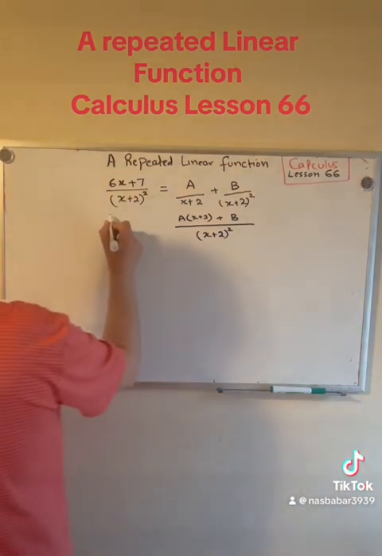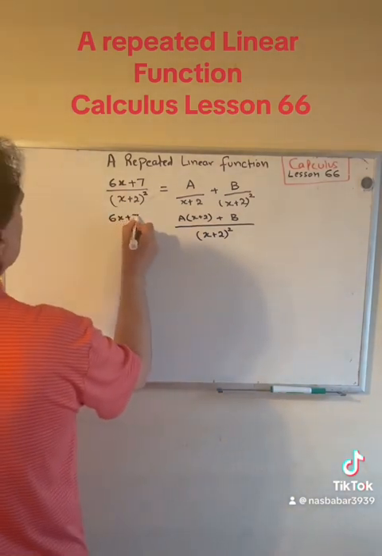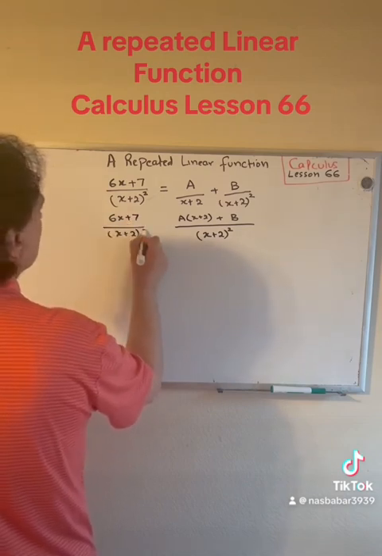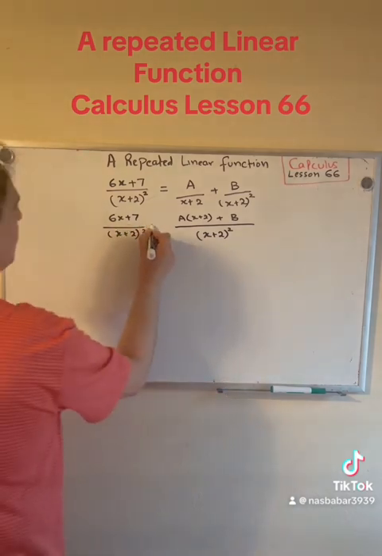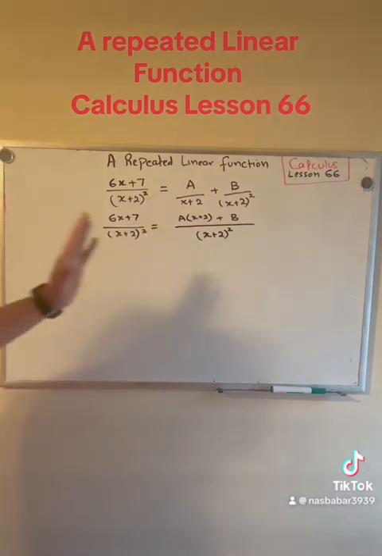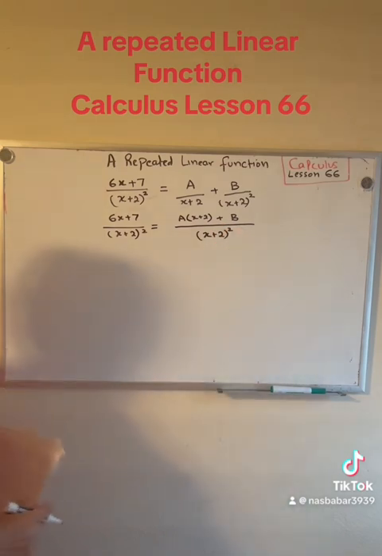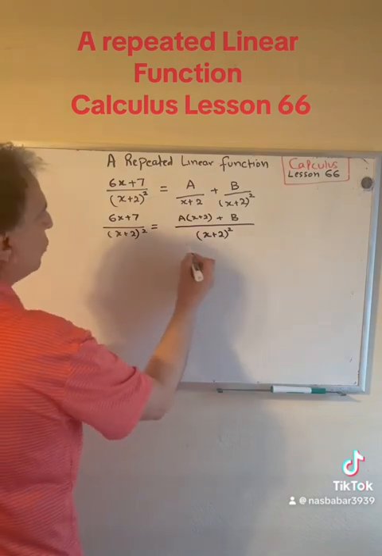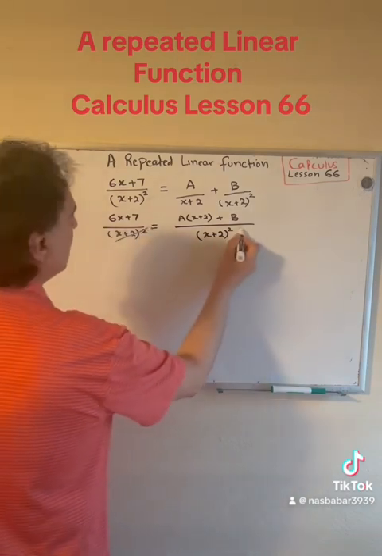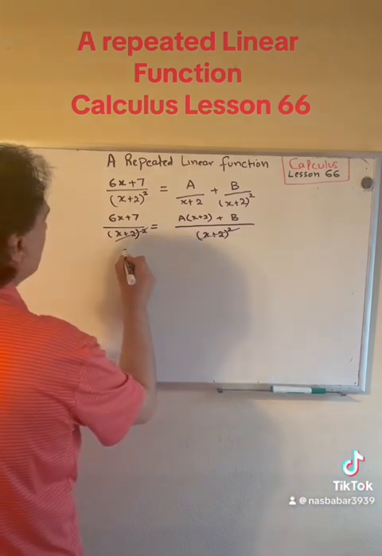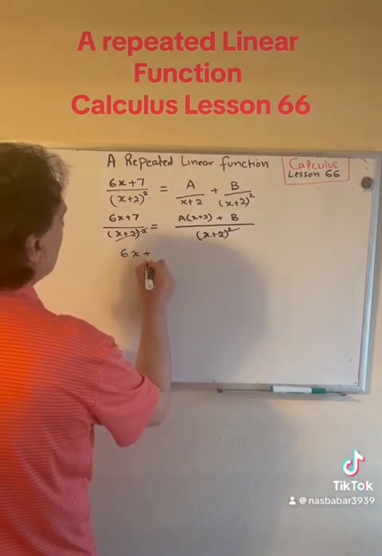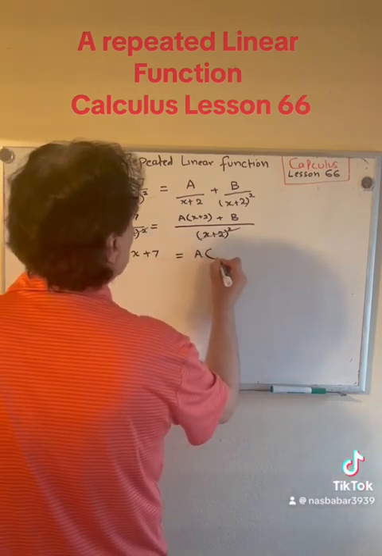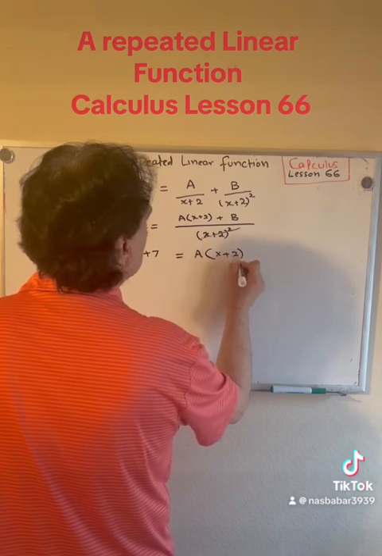So this all is equal to 6x plus 7 over (x plus 2) square. Now I have to look at the left hand side and the right hand side. I see that in the denominator I have (x plus 2) whole square on both sides, so I can just cancel that. Now the problem becomes a little bit easier. Now what we have is 6x plus 7 is equal to a into (x plus 2) plus b.